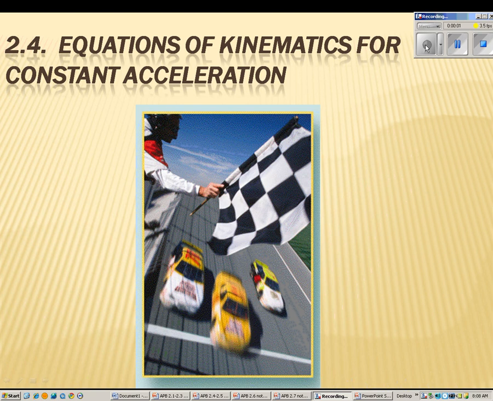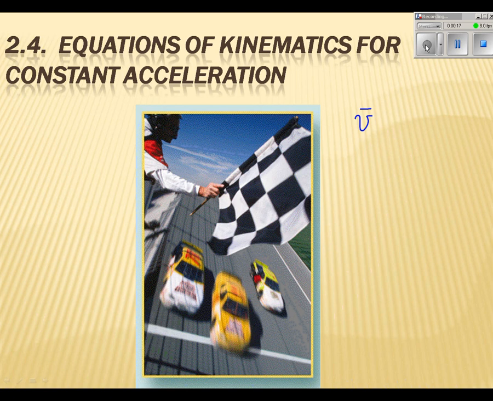All right, this is the APB 2.4 equations of kinematics for constant acceleration. And what all that means is that we're just adding more equations to our repertoire here. So we only have two equations so far. We have average velocity equals displacement over time, and we have average acceleration equals change in velocity over time.